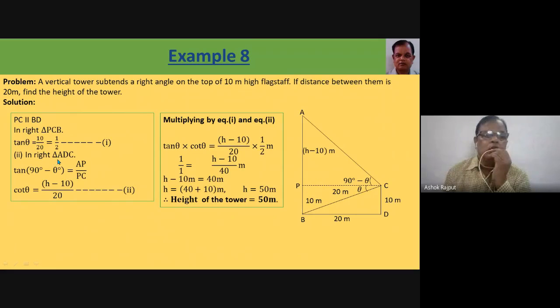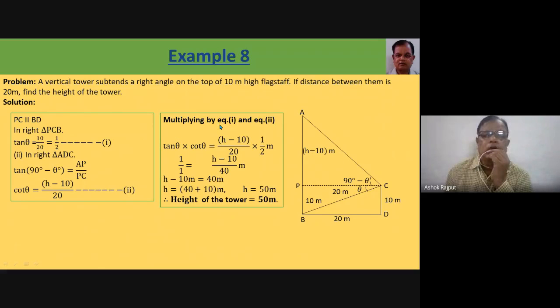In right triangle ADC. It is wrong here. It should be APC. The tan 90 minus theta equal to AP upon PC. Cot theta equal to H minus 10 by 20.